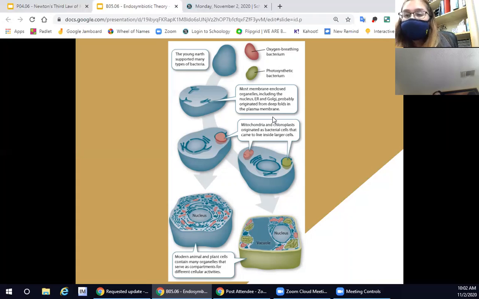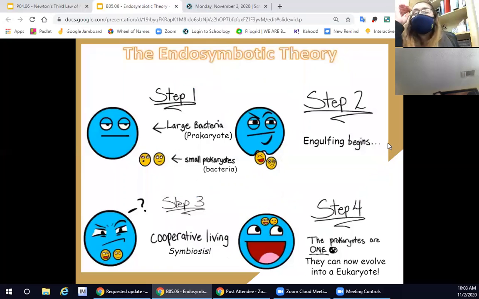So modern animal and plant cells contain many organelles that serve as compartments for different cellular activities. So again, this is just a cartoon image of what I was talking about. We have a large prokaryotic cell that engulfs two smaller prokaryotic cells. Then they start living together in symbiosis. They start helping each other out, and now they become one cell forever. So again, we have one large bacteria eating two smaller bacteria, and it doesn't digest them, it just keeps them inside of its belly, if you will.